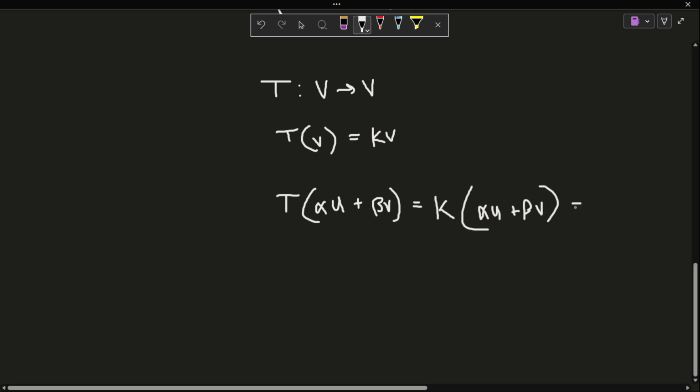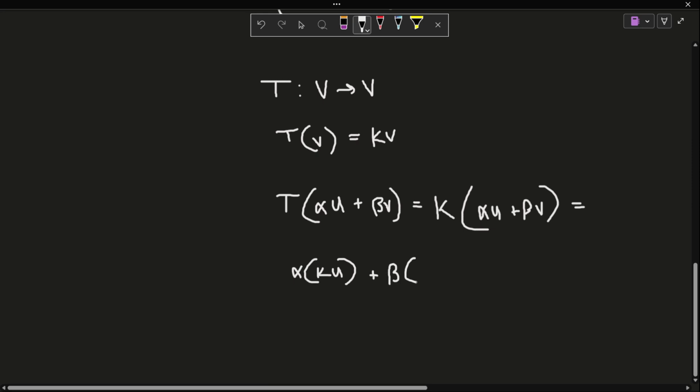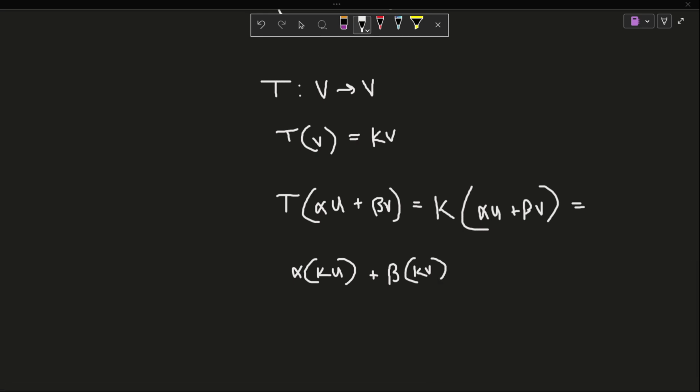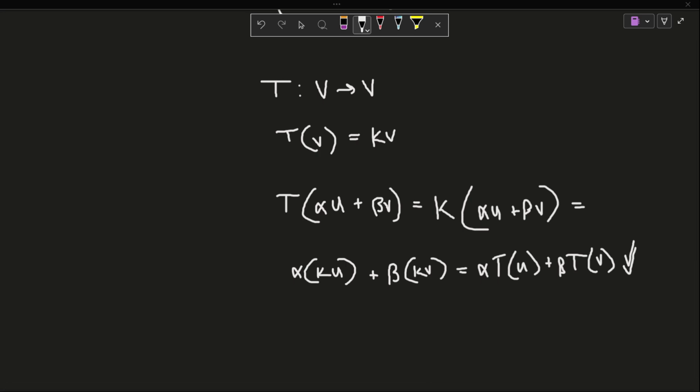And so that's going to equal, now these are just scalars and the vectors, so alpha k u plus beta k v. And since we know that ku, or kv, is just equal to T of u or T of v, we can quickly rewrite this as alpha T of u plus beta T of v. And since the equality holds, we know that this transformation is linear because our equation is valid. Okay?